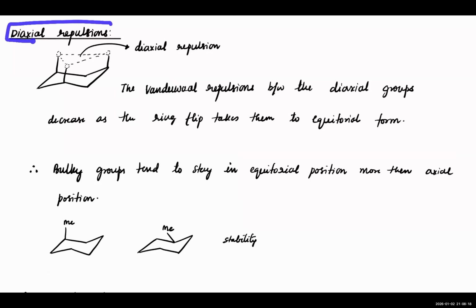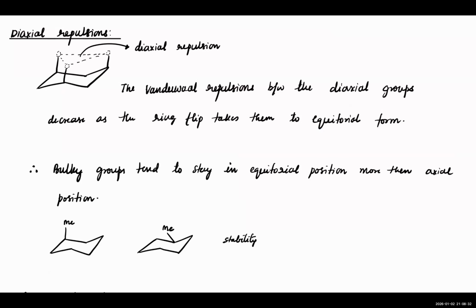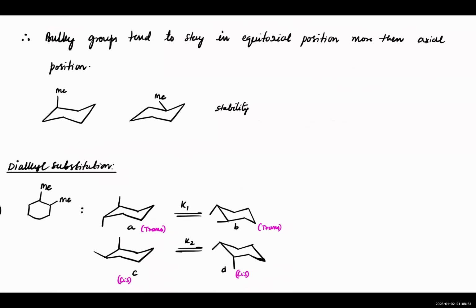We did discuss what diaxial repulsion is already, right? That is the van der Waals repulsion between the diaxial groups, which decreases as the ring flip takes place and moves them to the equatorial position. That's the reason why whenever you have a bulky group around the axial positions, it becomes even more unstable. So we always tend to keep the bulky group in the equatorial position more than the axial position. Stability wise, if a methyl group is positioned axially compared to equatorially, then equatorial itself will be more stable than axial, right? So this is the stability form.